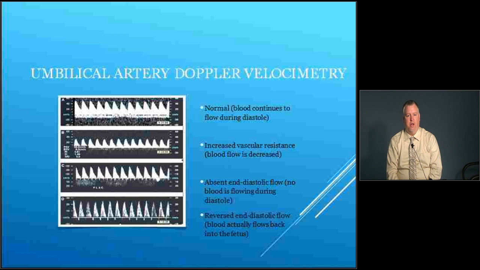And then the worst case scenario is reversed end-diastolic flow, and that's where blood flow actually flows backwards into the fetus during diastole. You can see in that picture the peak goes up. During diastole we slope down, and then you see those little hash marks there below the 0 line, and that's where it's measuring blood flowing backwards. So that's kind of like, think about 2 steps forward, 1 step back, 2 steps forward, 1 step back. So that fetus is going to have decreased oxygen and nutrient delivery.